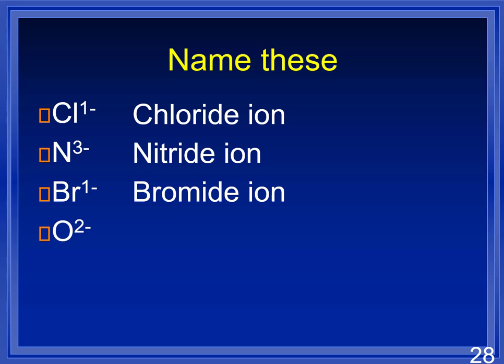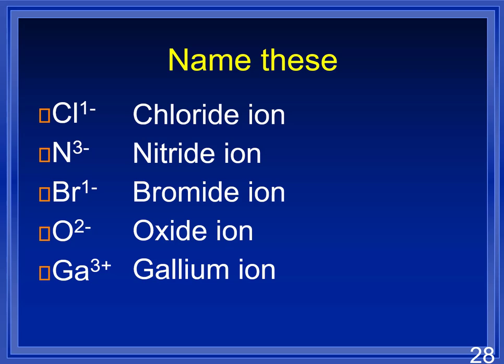O 2 minus. O is oxygen. So one syllable, then "ide" would be oxide, the oxide ion. And Ga 3 plus. Of course, the answer is gallium ion. If you put galliide, you forgot step 1.